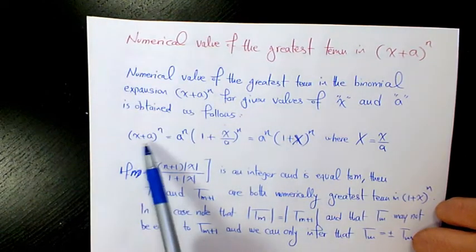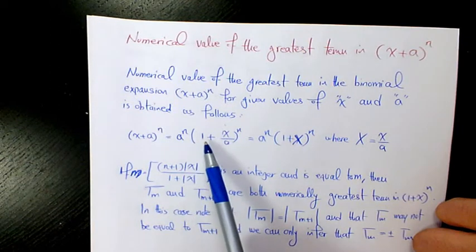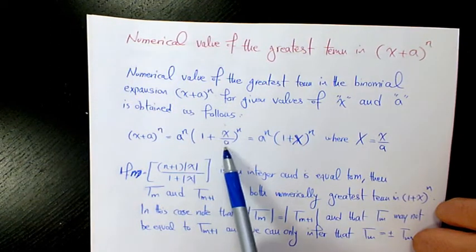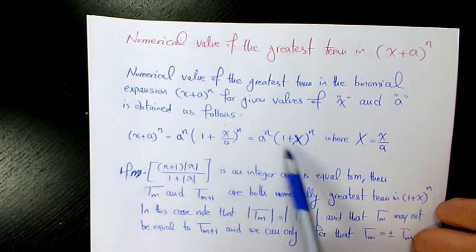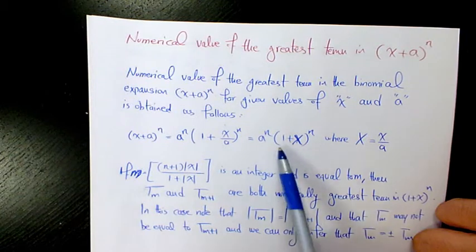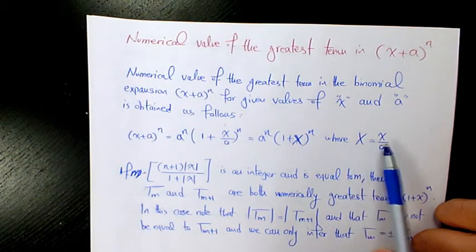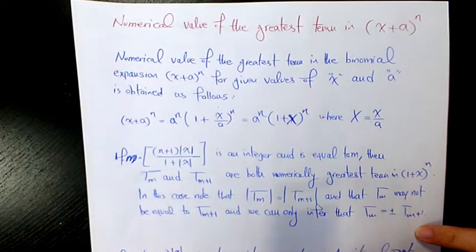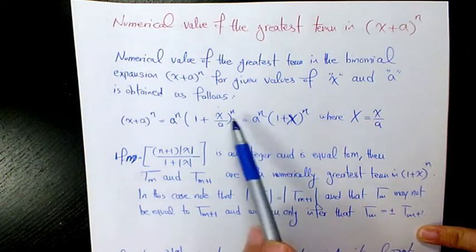When we have (x + a)^n, we can take a^n out and have it as a^n (1 + x/a)^n, and then we change x over a to capital X. So a^n times (1 + X)^n, where capital X is x over a. Now you find X, you have n.